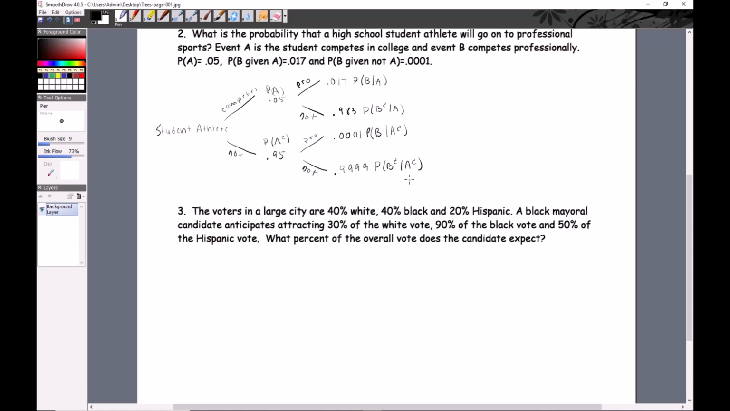Okay, again, do not stop here, right? Go on to your joint probabilities. So this is the probability of A and B. This is that the student competed in college and competed professionally. So that would be the product of this and this. That will be 0.00085. All right, be careful not to lose zeros in this process. This is the probability of A and B complement. So that's going to be the 0.05 times 0.983, and that's going to be 0.04915.